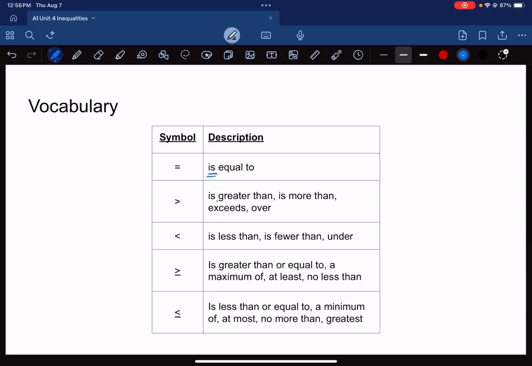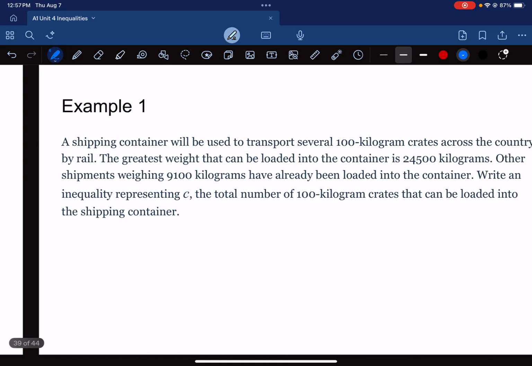So with the word "is," now we're telling you that that's the comparison symbol that you're putting in place of that, okay? You can look at some of those other ones like "is fewer than" and "under" or "at least" or "no less than," and so on and so forth. So you're going to see that language and we're going to need to write the appropriate symbol in our inequality.